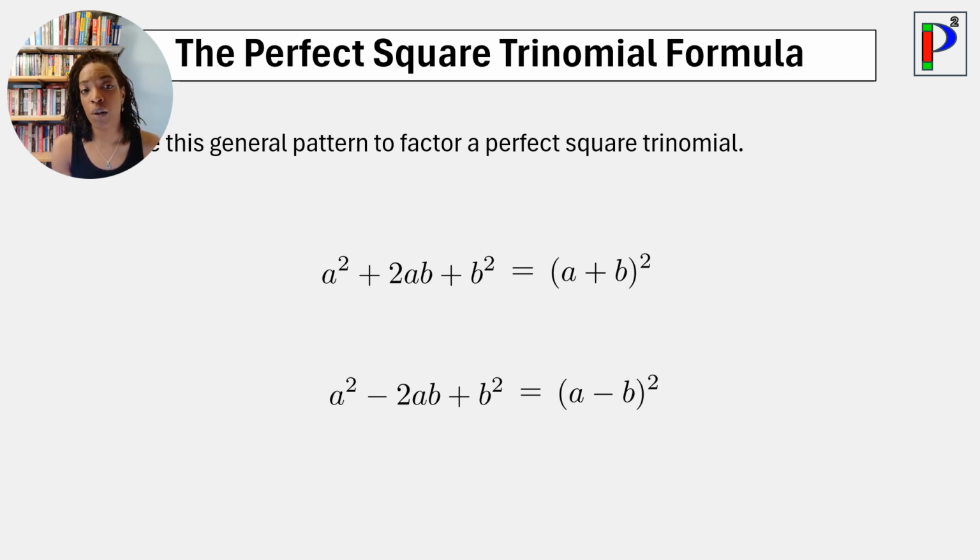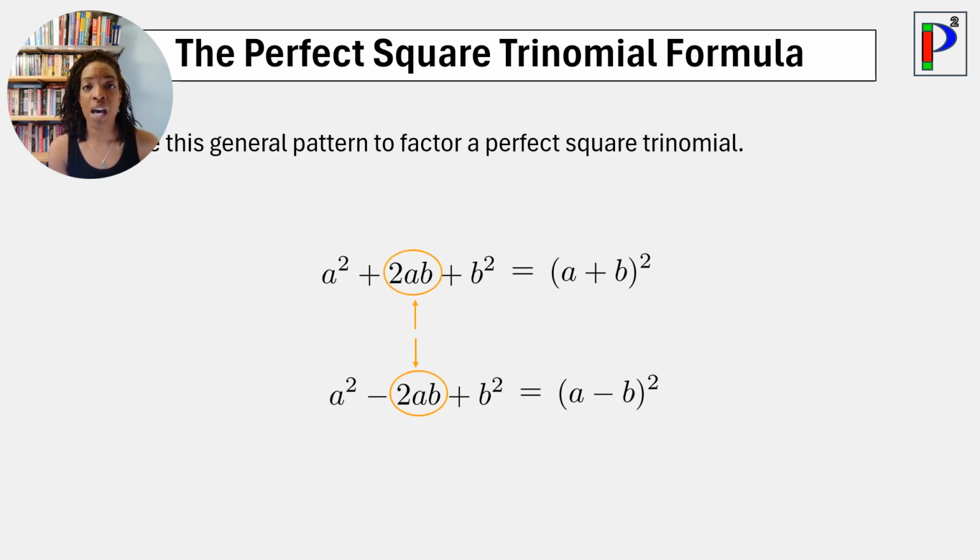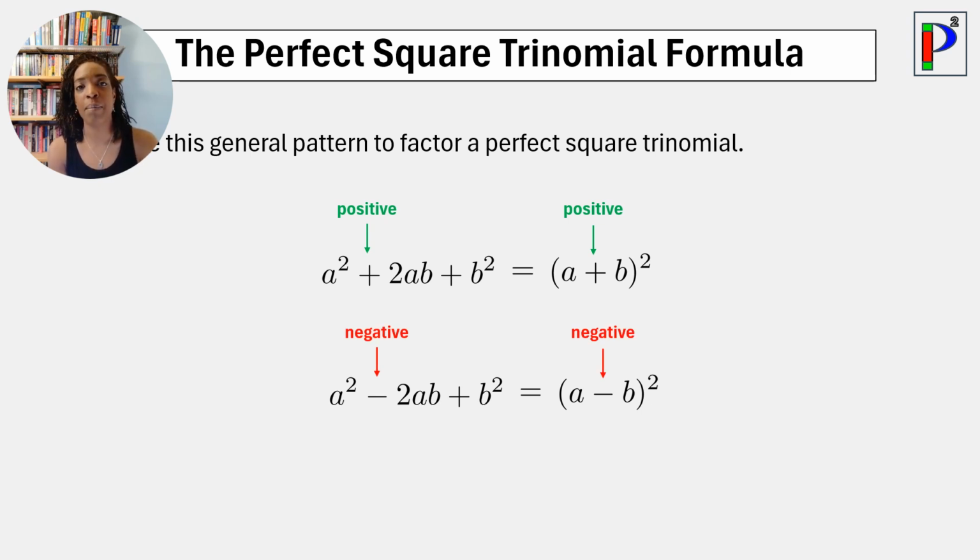So you'll probably notice that for both factoring patterns, both my first and my last terms are perfect squares. And my middle term is 2 times the unsquared product of my first and last term. And so we can use this to check if it's a perfect square trinomial before we apply this factoring method. The other thing to note is that the first sign of my trinomial is the same sign as my binomial. We'll use this to choose the right formula.